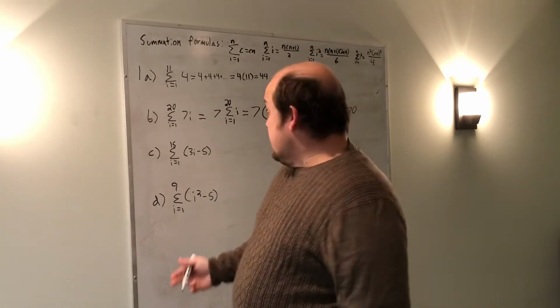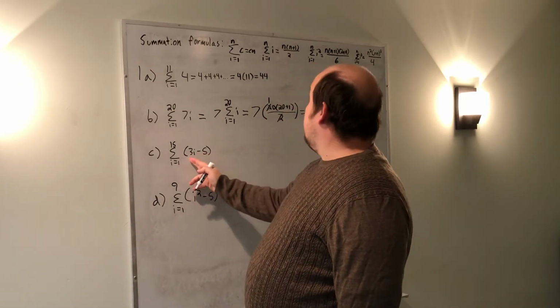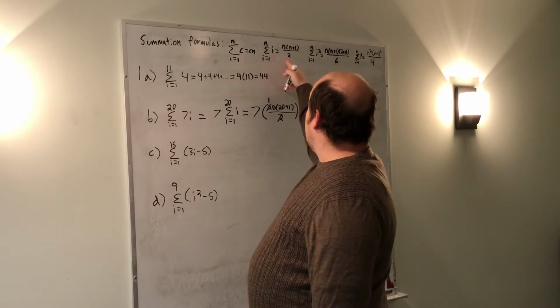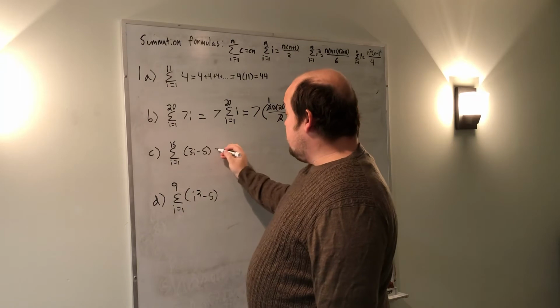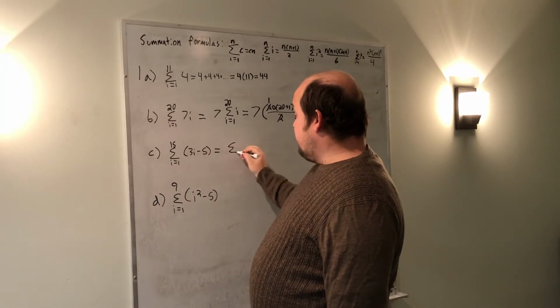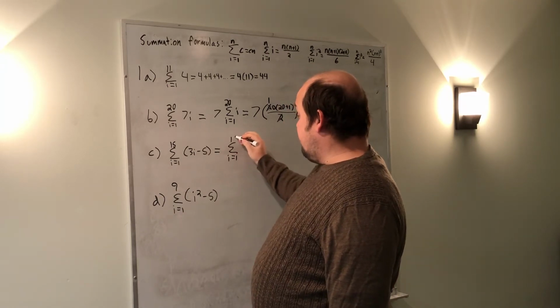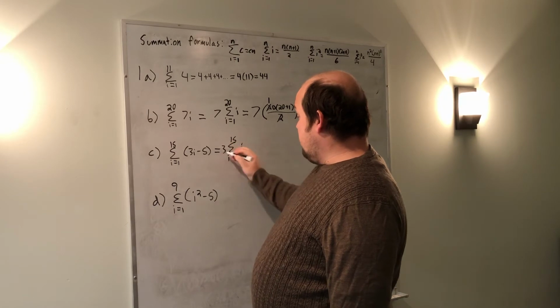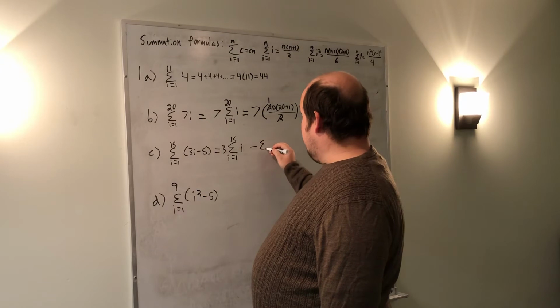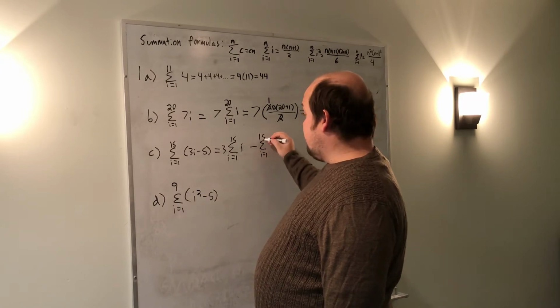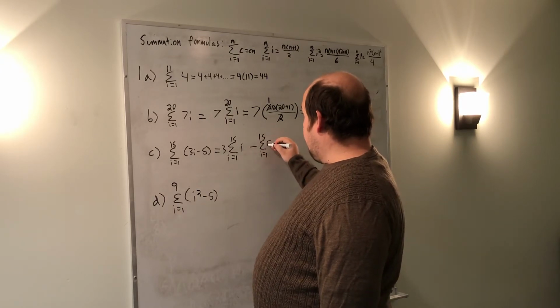For part C, here I have both things happening. I have a constant and I also have an i. So I'm going to split these into 2 different summations. The first summation is going to be from i equals 1 to 15 of i with a 3 out front. From that I'm going to subtract the summation from i equals 1 to 15 of 5.